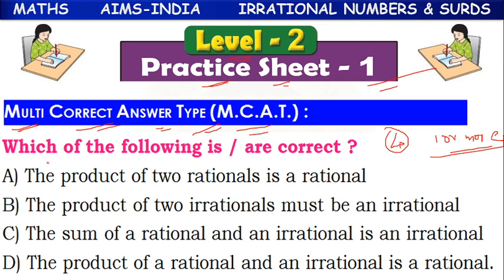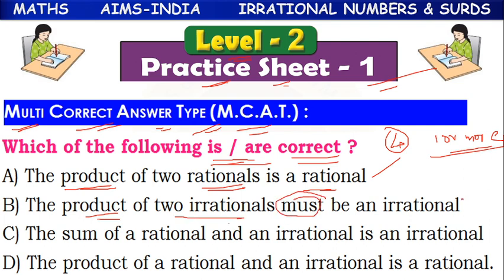So first question. Which of the following is or are correct? The product of two rational numbers is rational, correct. The product of two irrationals must be irrational, wrong. Why? Because the product may be a rational number, may be an irrational number. It depends. So they have given must, that's why this option is wrong.